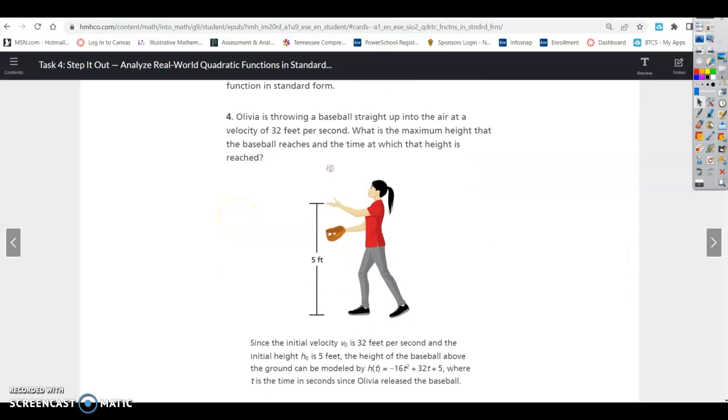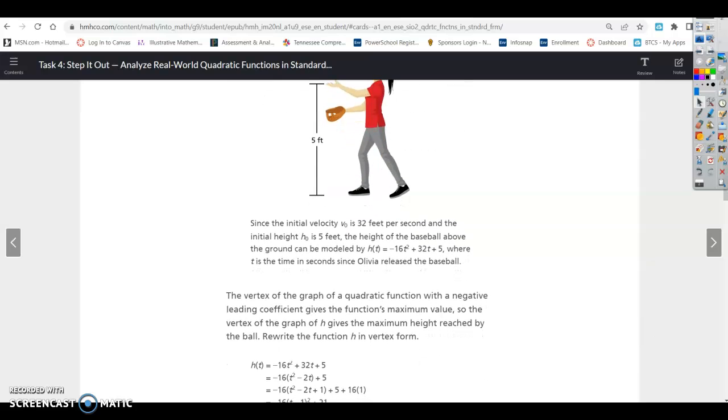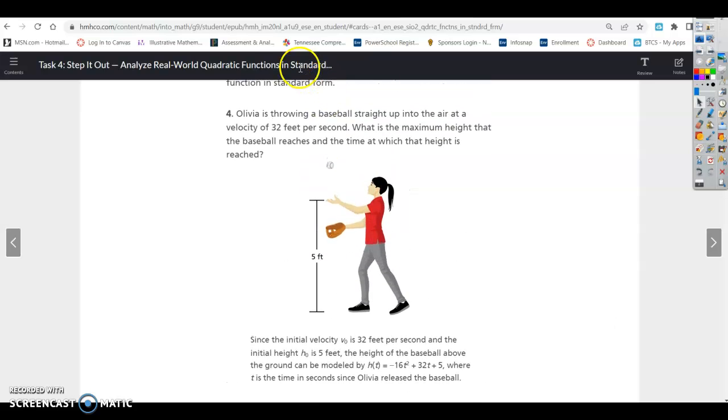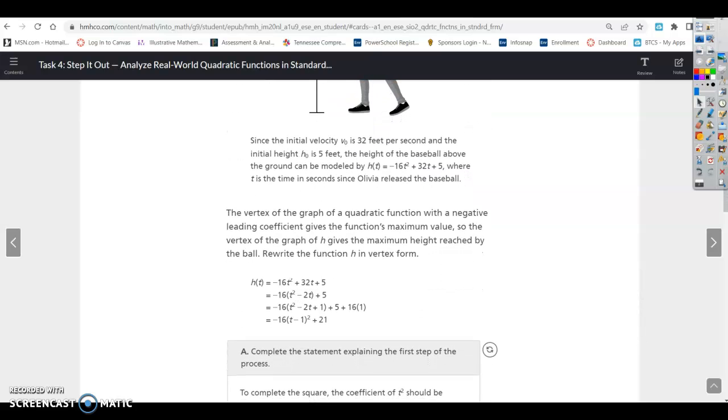All right, so it says Olivia is throwing a baseball straight up into the air at a velocity of 32 feet per second. What is the maximum height that the baseball reaches and the time at which this height is reached? All right, so she's starting at an initial height of 5 feet, and it says it has a velocity of 32 feet per second. So we can use that to plug it into the equation.